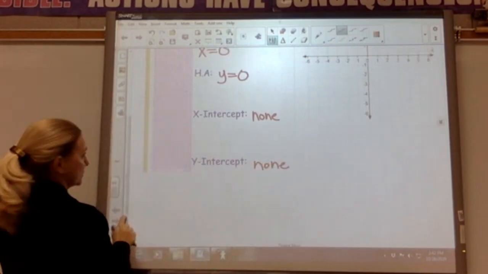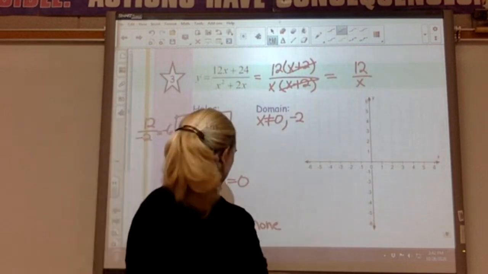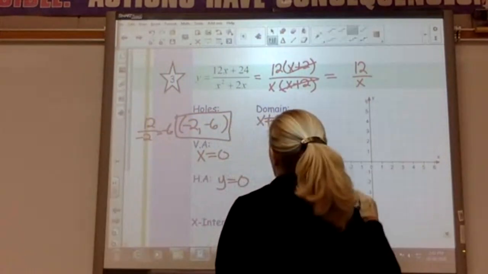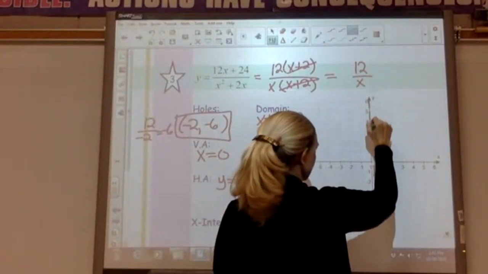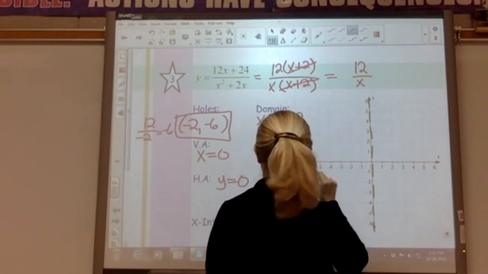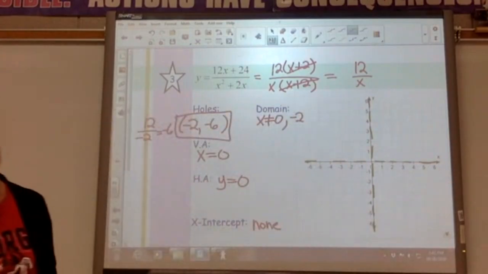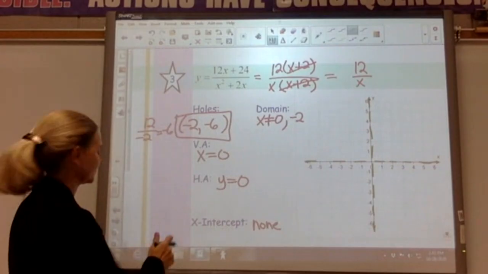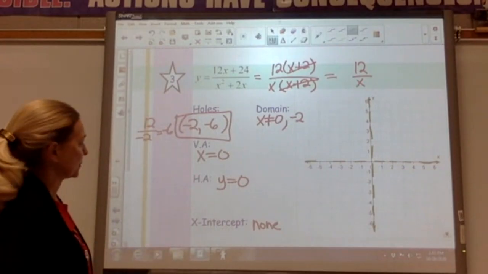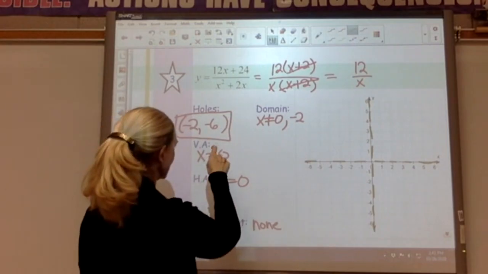Okay. Now, graph this stuff. So I have a vertical asymptote coming through at x equals 0. My horizontal is y equals 0. So that takes care of the x and y axes. That's why I don't have an x-intercept or y-intercept. Now, I have a hole at -2, -6.